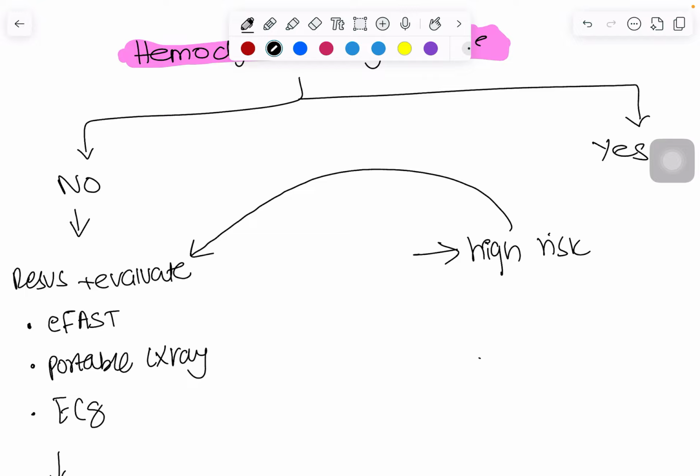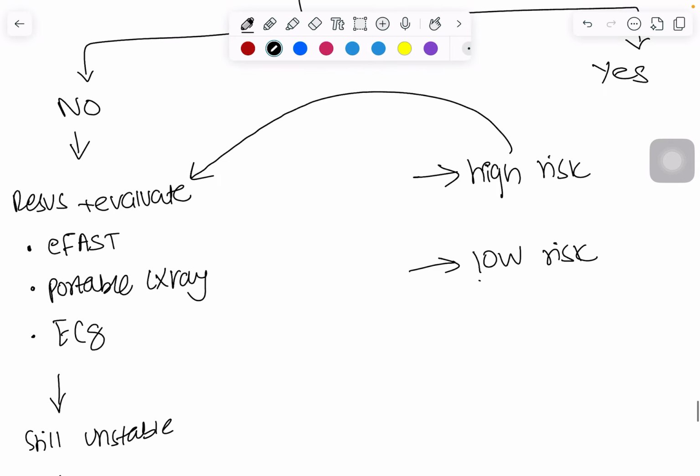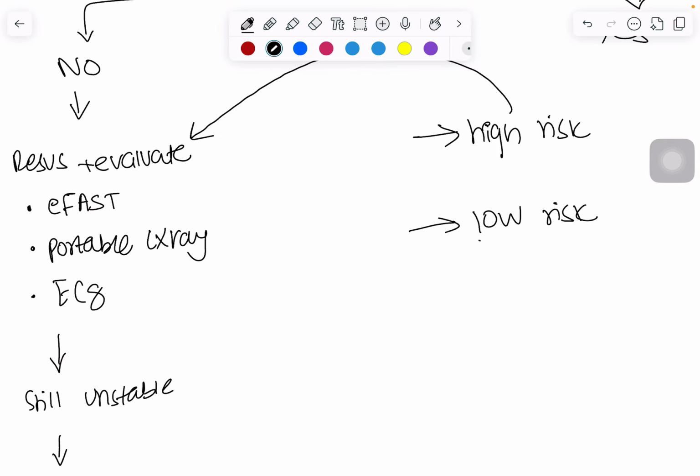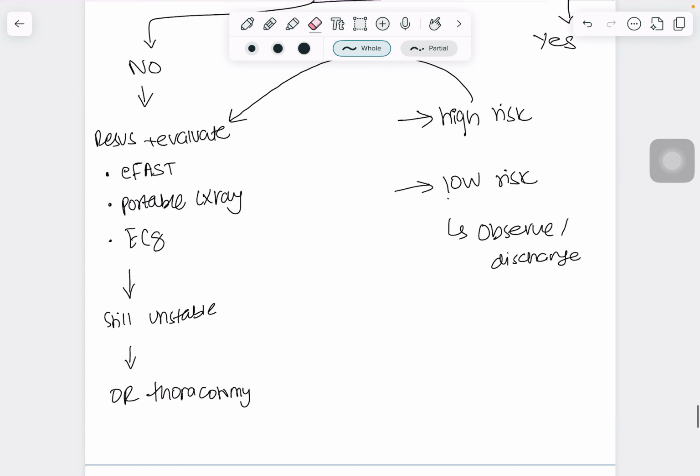If, however, this was a low-risk injury, then we can either observe the patient and even discharge the patient. But we also have the option of getting further imaging done, like CT scans, depending on the condition of the patient. If they're hemodynamically stable, then you can go ahead with CT scans as well.